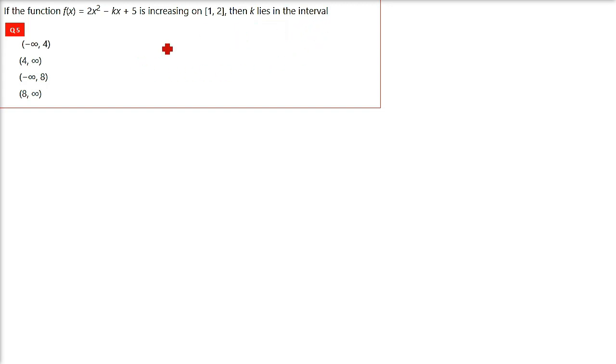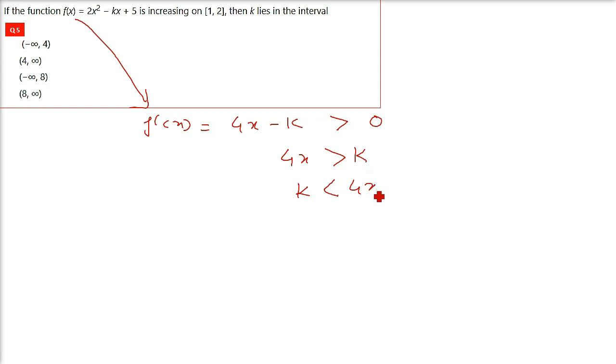Okay, so clearly it is being shown that it is increasing. So what we'll do, we know already that we will just take the differentiation f dash x. This is going to be 4x minus k. It is greater than 0 because it is increasing. That means 4x should be greater than k, or you can say k is less than 4x.